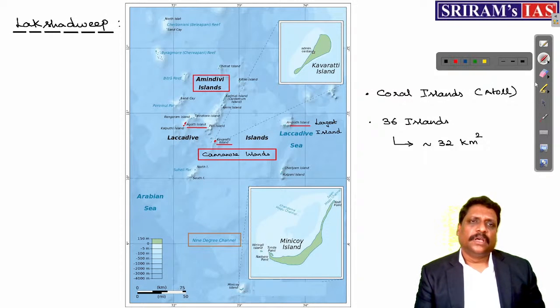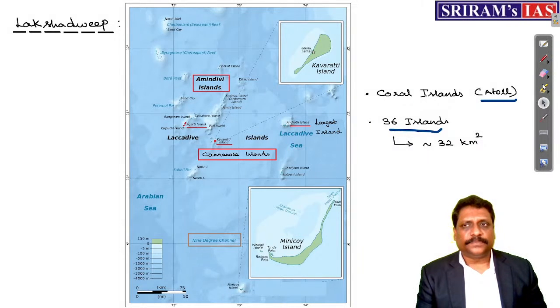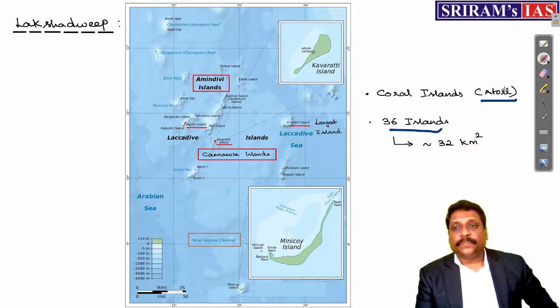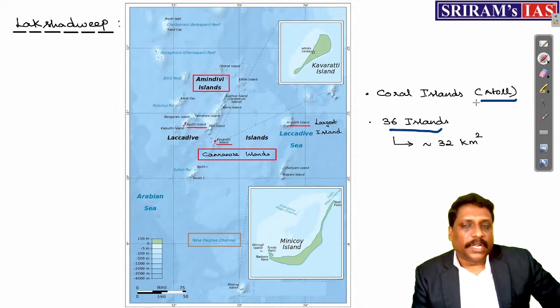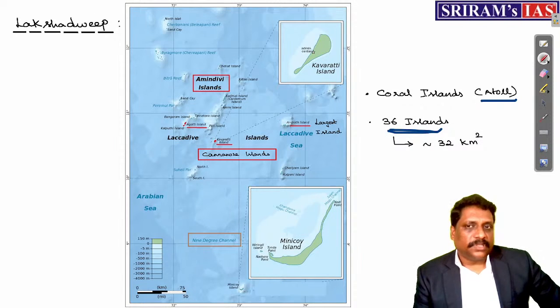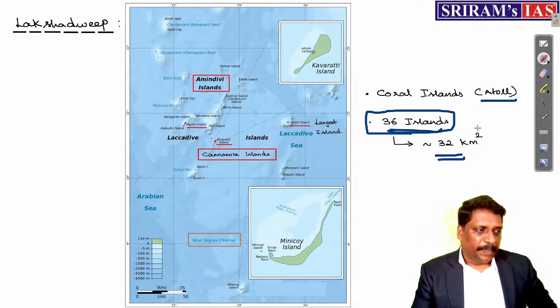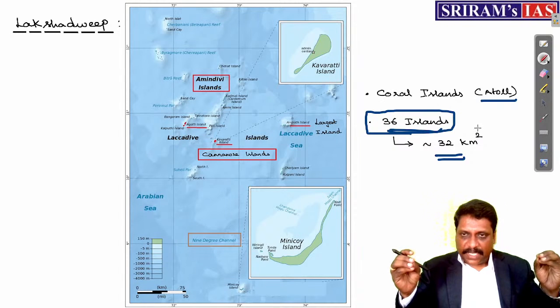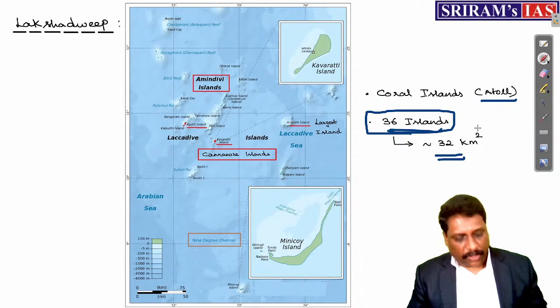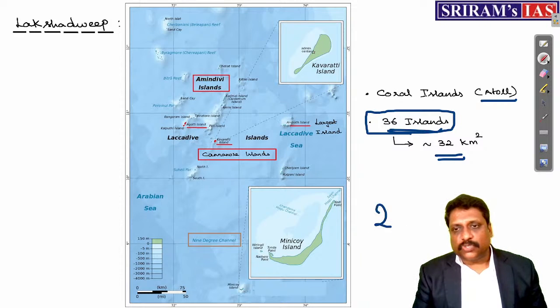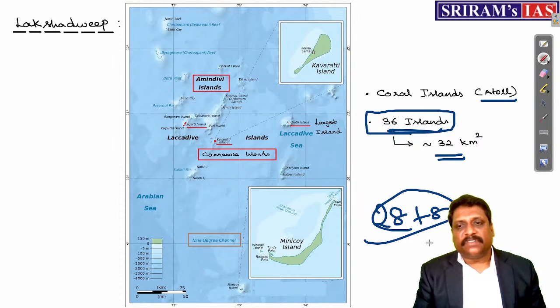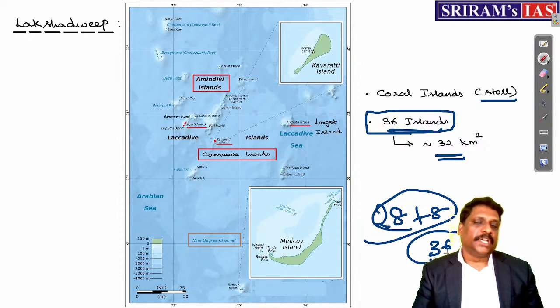Lakshadweep is a group of 36 islands. Completely, it is an atoll. Atoll in the sense they are completely coral islands. These 36 islands put together contribute only 32 square kilometer of area, right? It means this is the smallest political unit you have. See, as of today, India has 28 states and 8 union territories, my dear friends. Totally, we have 36 political units.